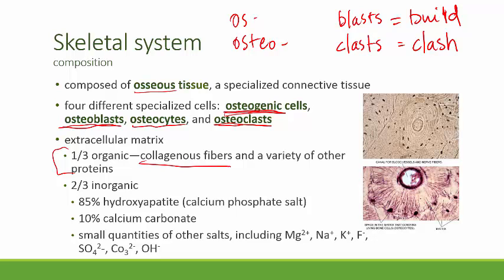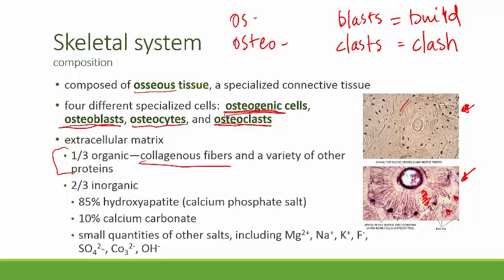The other 2/3 of the extracellular matrix, rather than being fluid, although there is some fluid there, especially when associated with the cells, is primarily inorganic. By the way, what we're seeing in these slides is a cross-section of bony material. You can see that this stuff here is the extracellular matrix. These are the cells that are associated with this extracellular matrix.